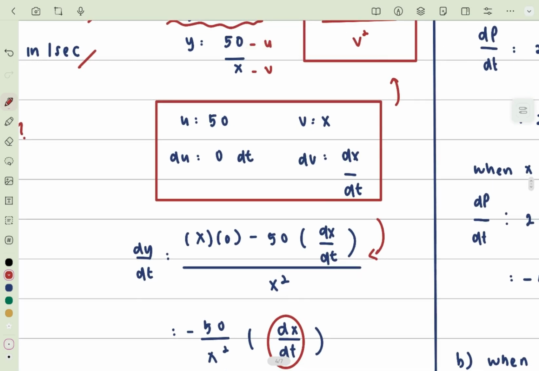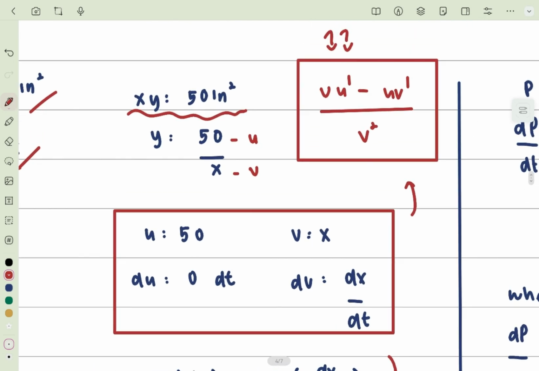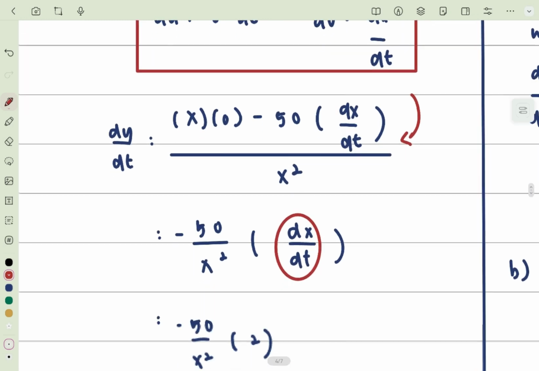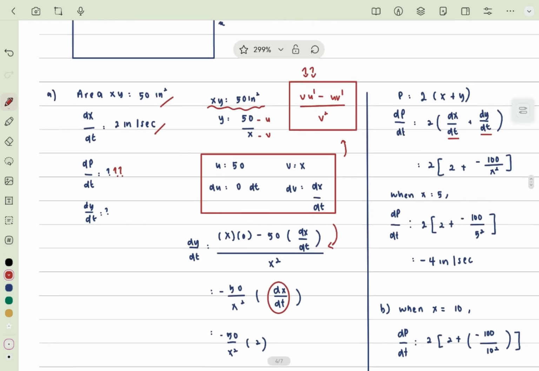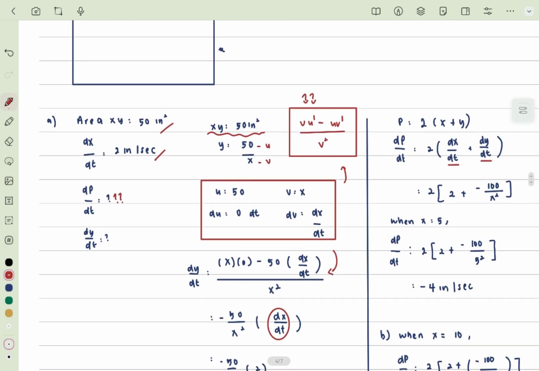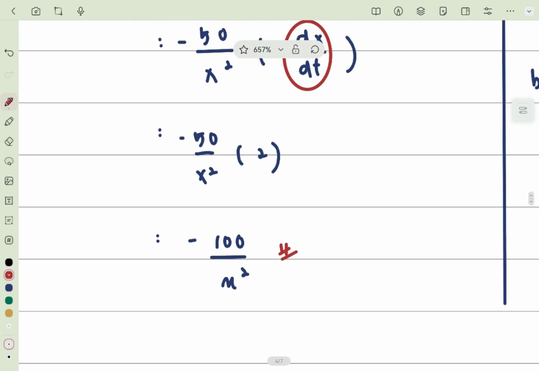Okay, so we insert all of the information. We need to find du first. So we differentiate u, we get 0 dt, and if we differentiate v, we will get dx over dt. So all of this information we need to substitute in our quotient rule to get dy over dt. After that, we know that dx over dt is equal to 2 because the question has been given to us. So we solve it and we will get negative 100 over x squared.